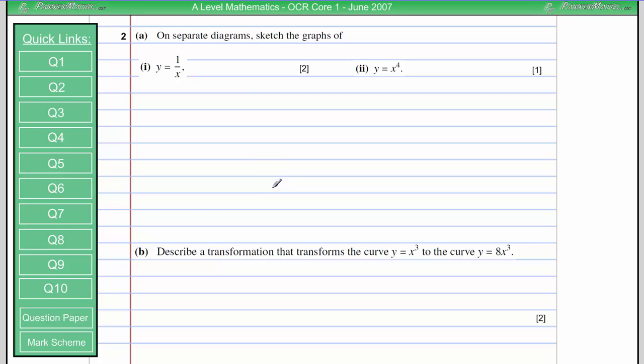Question 2, part A. On separate diagrams, sketch the graphs of, and in part 1, y = 1/x. So let's draw ourselves some axes. Let's draw some over here as well.